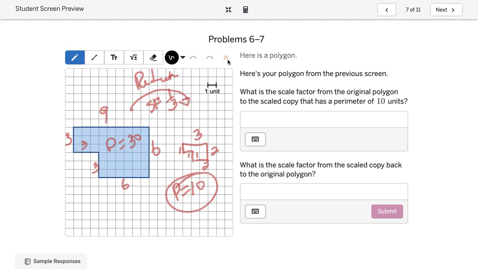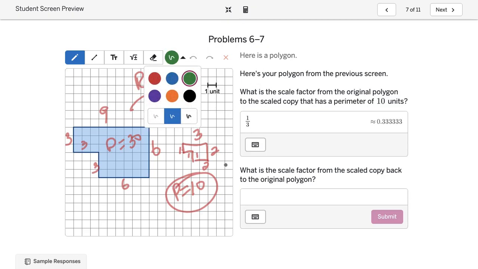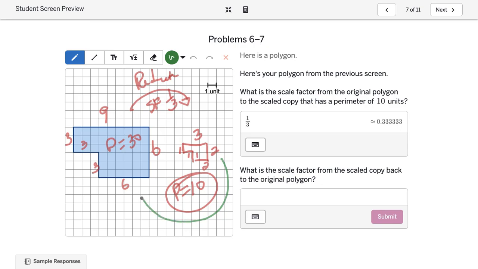So the scale factor that got us to the smaller polygon was 1/3. Now, what if I were to go from the smaller back? If they asked me to take this and enlarge it and go back to the original, well, we would use a scale factor of 3 because that's the reciprocal of 1/3.